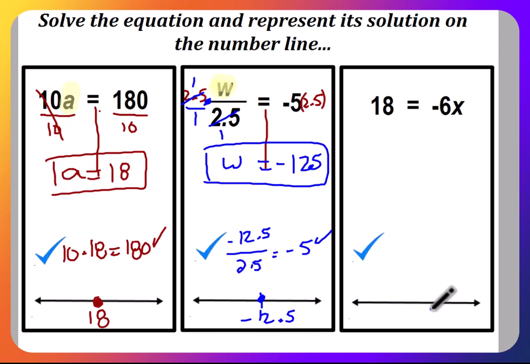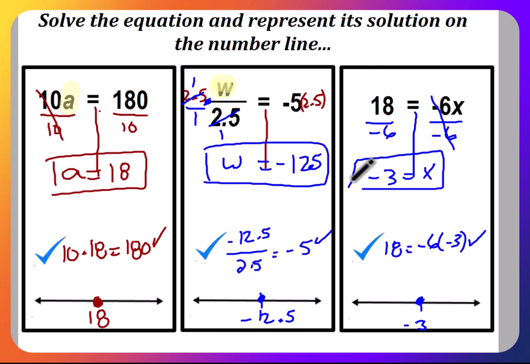Okay, pause the video, solve the last problem, come back and check your answer. Okay, did you get negative 3 equals x? If you did, great job. If not, pause the video, take a look at the steps, and see what you did wrong.